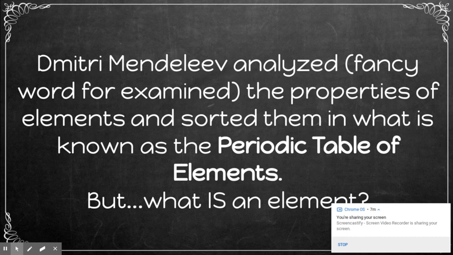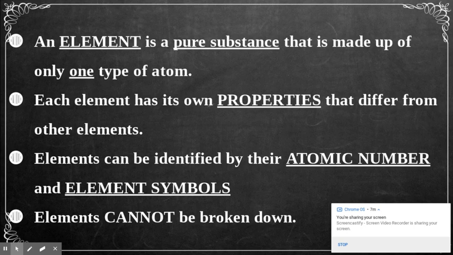So what is an element? Well, an element is a pure substance. Let's say that together. An element is a pure substance that is made up of only one type of atom. How many types of atoms? One. And each element has its own properties that differ from other elements. So whereas people can kind of have the same characteristics, elements are completely different in their properties. There's no two elements that are exactly the same.